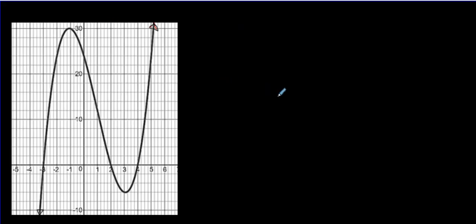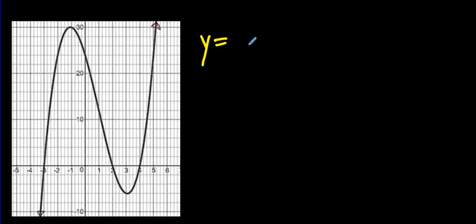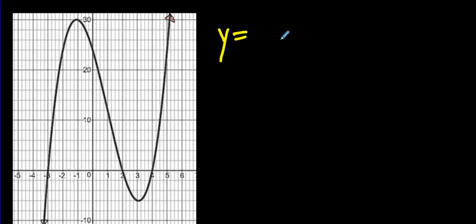Let's look at the first question. You're given a graph like this, and you're supposed to come up with an equation. You don't have to come up with an equation in standard form. It can just be in factored form, which means it could just have some brackets. Your teacher may want you to multiply it all out once you've got the stuff in brackets, but in the meantime, okay, I think we're okay.